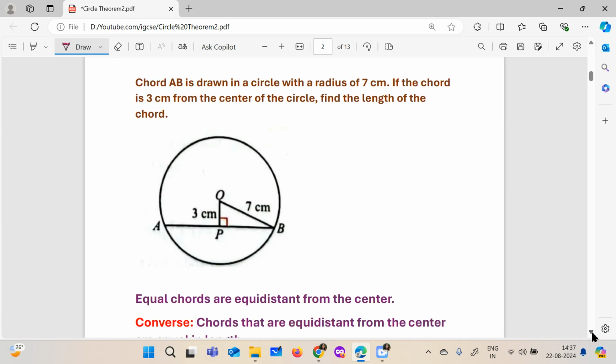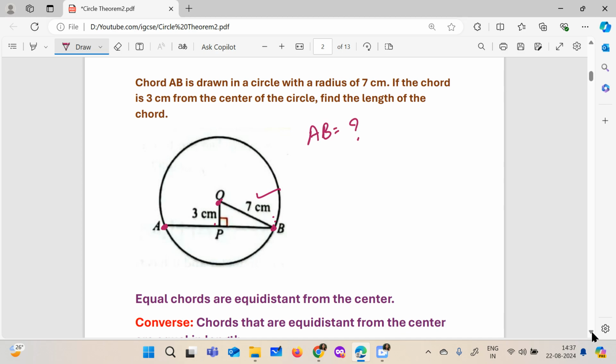Okay, you have a question over here. Chord AB is drawn in a circle with a radius of 7 centimeter. So you can see here we have chord AB and the radius of the circle is 7 centimeter. The chord is 3 centimeter from the center of the circle. Okay, now there is a perpendicular from the center of the circle on AB, and this is 3 centimeter. Find the length of the chord. Length of the chord means you have to find AB, right?